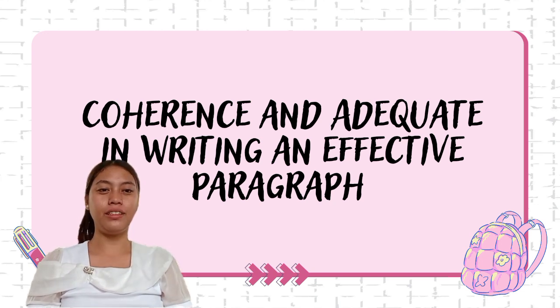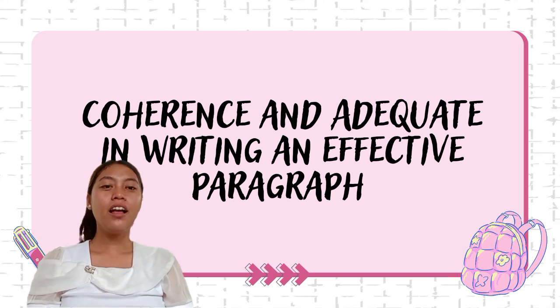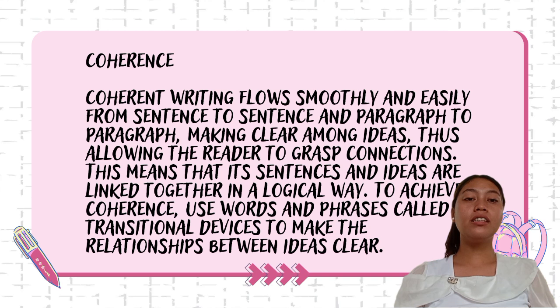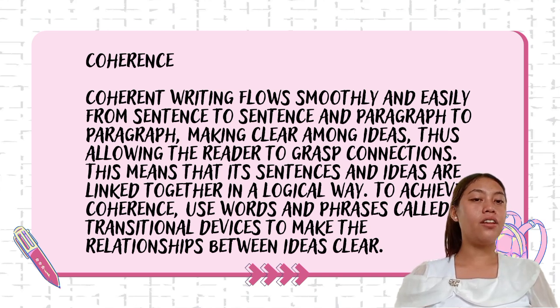Elements of effective writing, which are coherence and adequate development. These are essential to make our writing clear, logical, and engaging for readers. Let's start with coherence. Coherent writing flows smoothly and easily from sentence to sentence and paragraph to paragraph, making clear connections among ideas, thus allowing the reader to grasp connections.